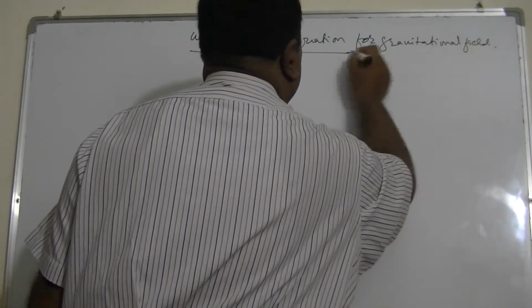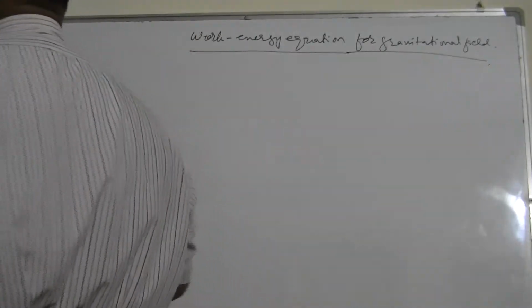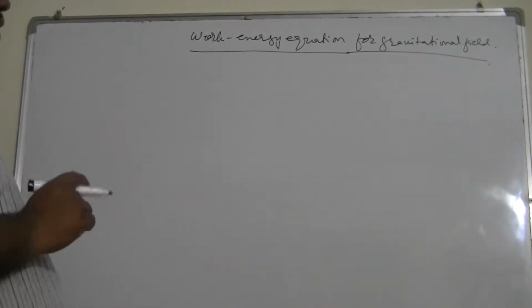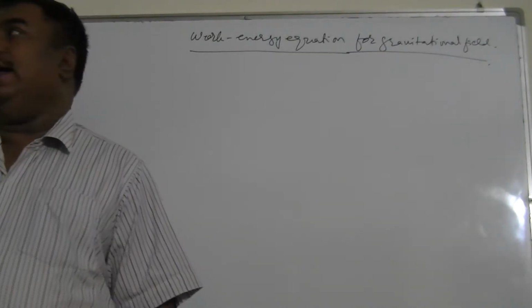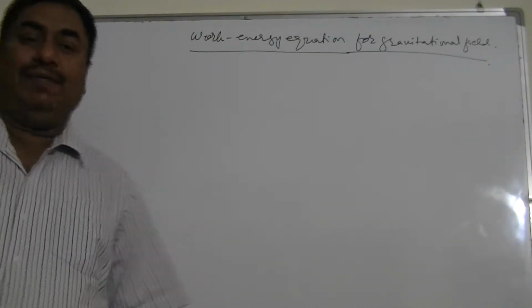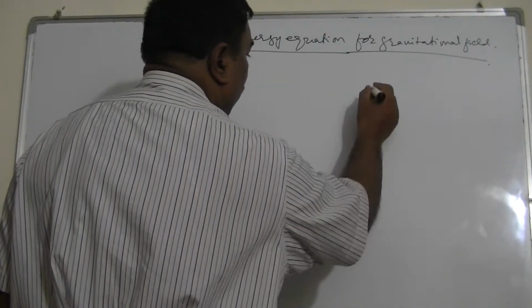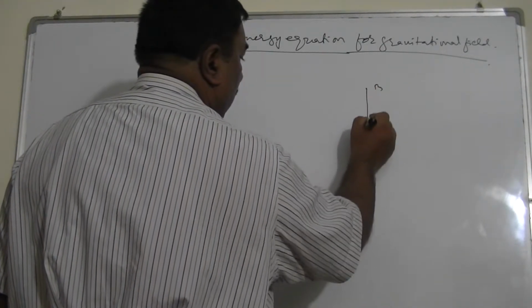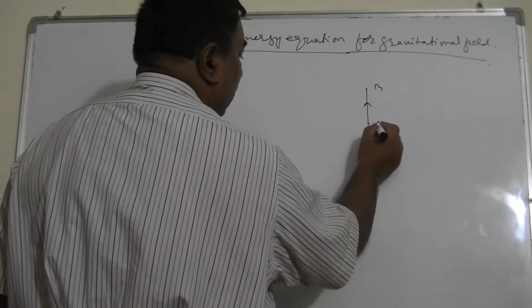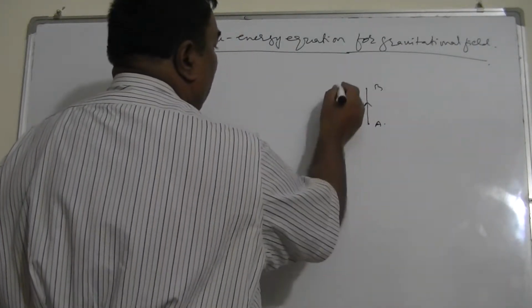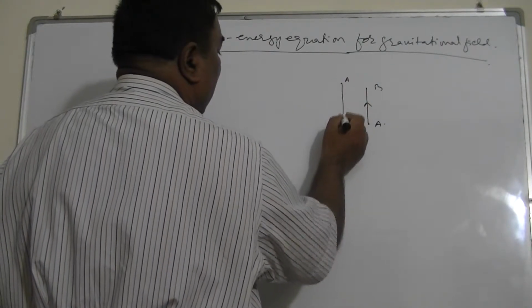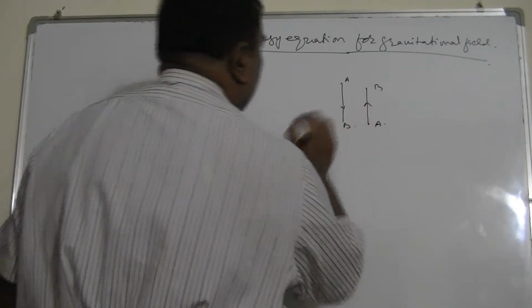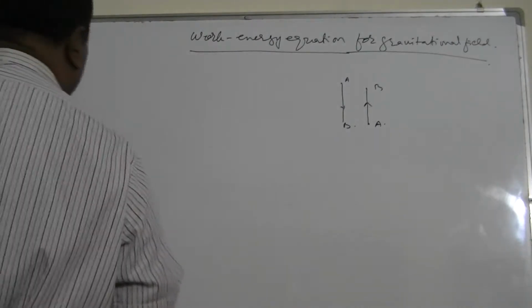I tell you one thing: in a work energy equation, always take the initial point as A and the final point as B, then you will always have the one equation. Suppose the body is going from A to B, then take this as the initial point and this as the final point. If the body is coming down, then take this point as A and this point as B, so that we can always have the same equation.